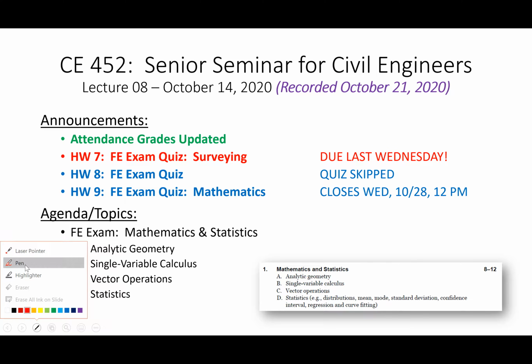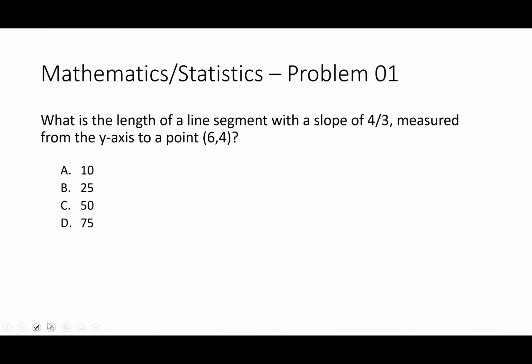Let me turn the pen on, turn on red. Let's go ahead and get started. So problem one, we're starting off in analytic geometry land. What is the length of a line segment with a slope of 4/3 measured from the y-axis to a point of (6, 4)? So first thing we ought to do is determine the equation of the line.